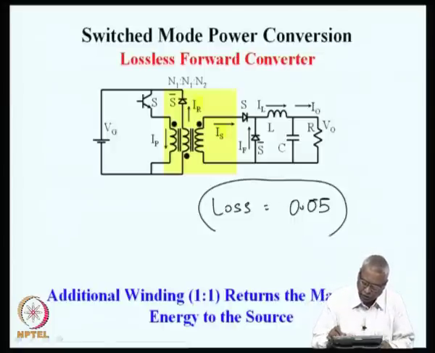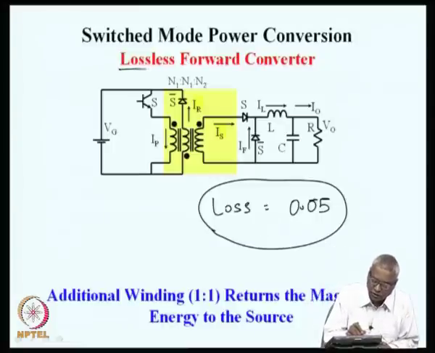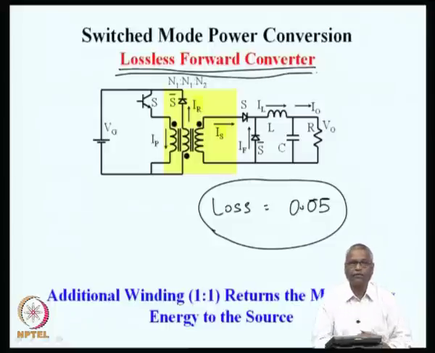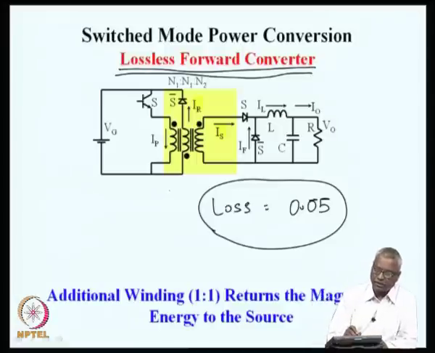So, the next evolution in the isolated converter is what is known as the lossless forward converter. The same forward converter is modified a little so that the magnetization energy is not lost, but it is taken back into the source. So, what we see here is such a circuit which is called the lossless forward converter.